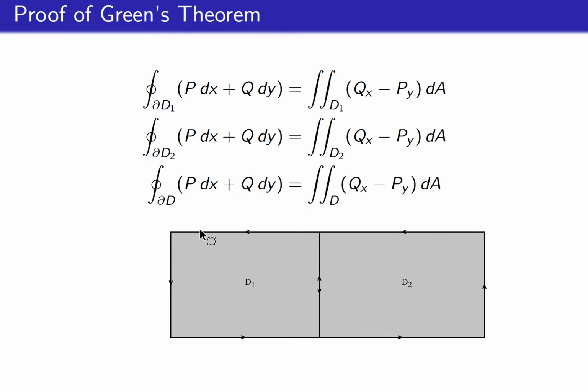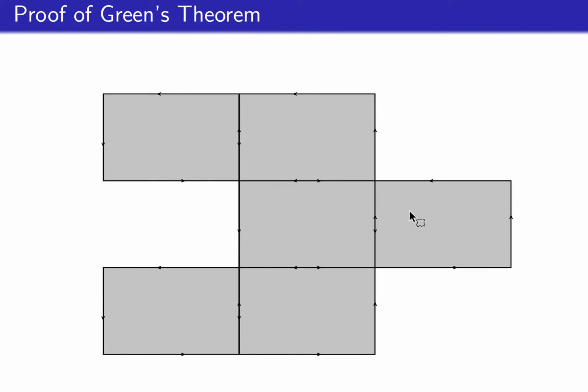So what you got left is this integral plus this integral plus this integral plus this integral plus this integral plus this integral. This is basically traversing the boundary of the combined region D. Okay, so one thing we see is that if Green's theorem is true for this and Green's theorem is true for this, then it's true for the combined region. And now we can combine rectangles in whatever shape we want.